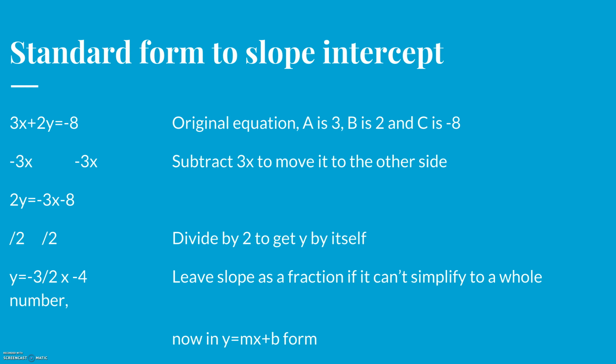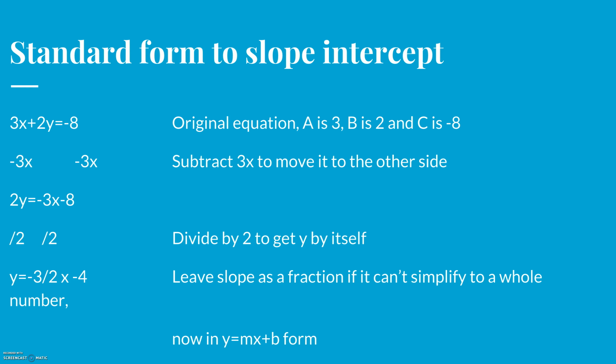Let's try to get y by itself by subtracting the 3x. What you do to one side, you have to do to the other. So subtracting the 3x on the left side gives us 2y. Subtracting 3x on the right side gives us negative 3x minus 8. So we're very close now to getting y by itself.